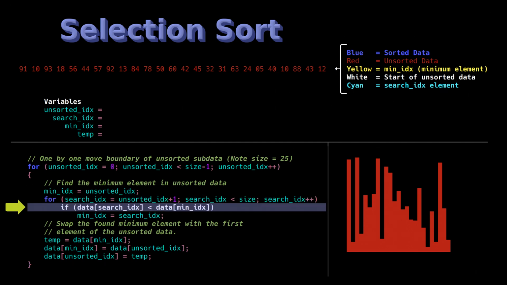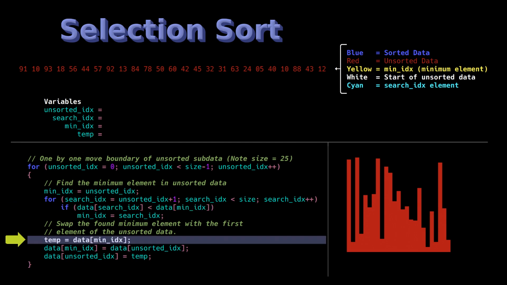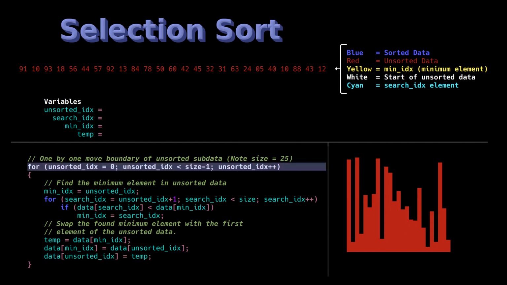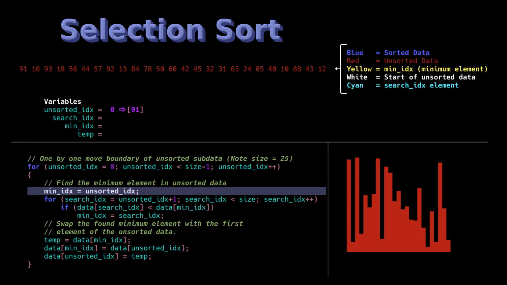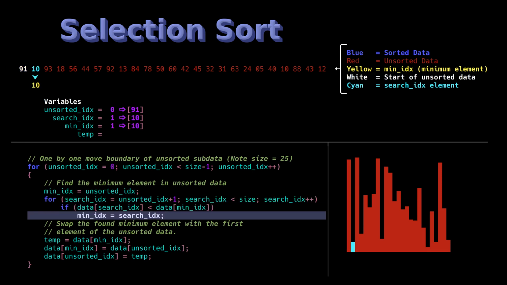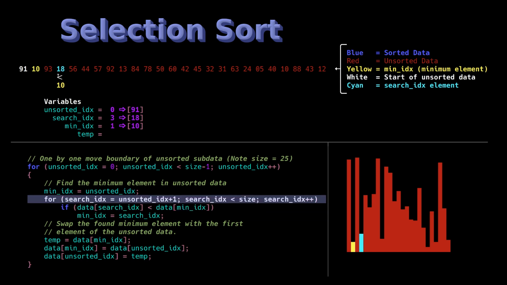Once the inner loop has traversed the unsorted portion of the array and has determined the minimum element, the minimum element is swapped with the first element of the unsorted portion, thus extending the sorted portion. This process is repeated until all the elements of the unsorted portion of the array are moved to the sorted portion. Now let's watch as this unfolds.